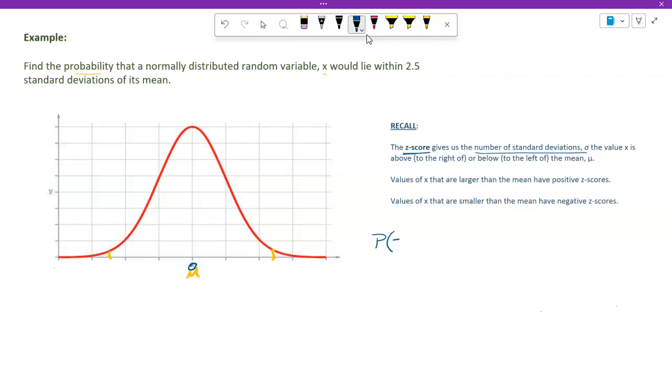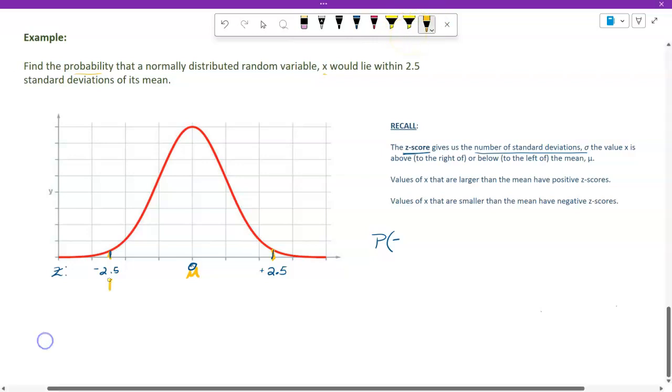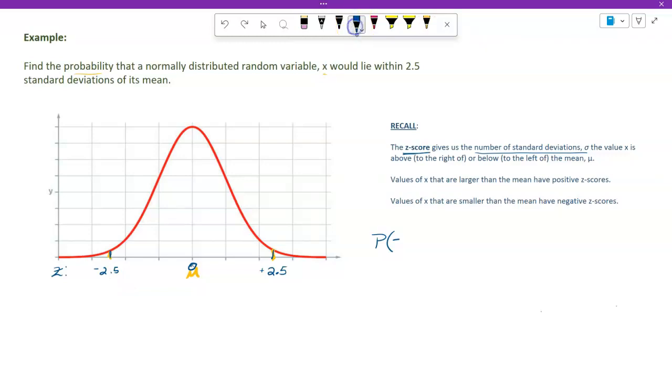We can go ahead and say this is already in terms of z. So negative 2.5 here, positive 2.5 over here. And this x value is located somewhere in this vicinity between these two values. So what we're looking for is the probability that z is between negative 2.5 and positive 2.5. And this is how I'll write that out for now.